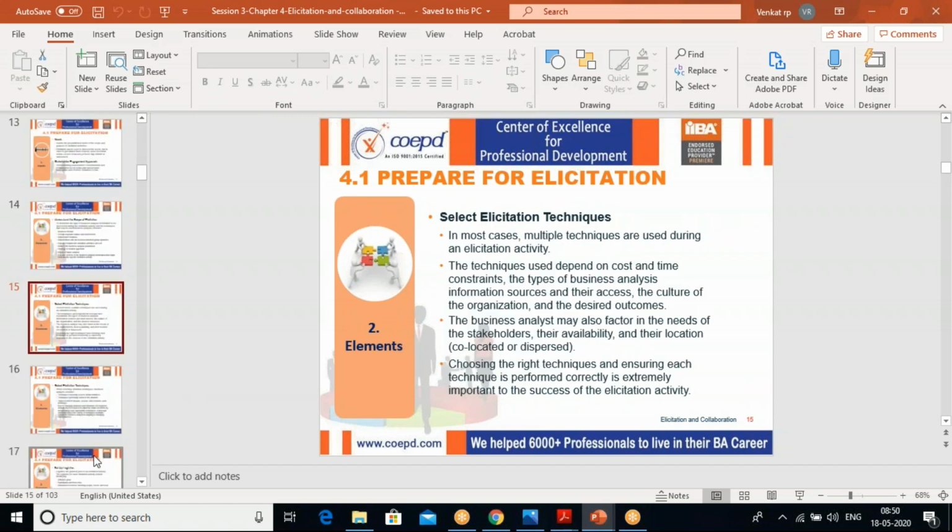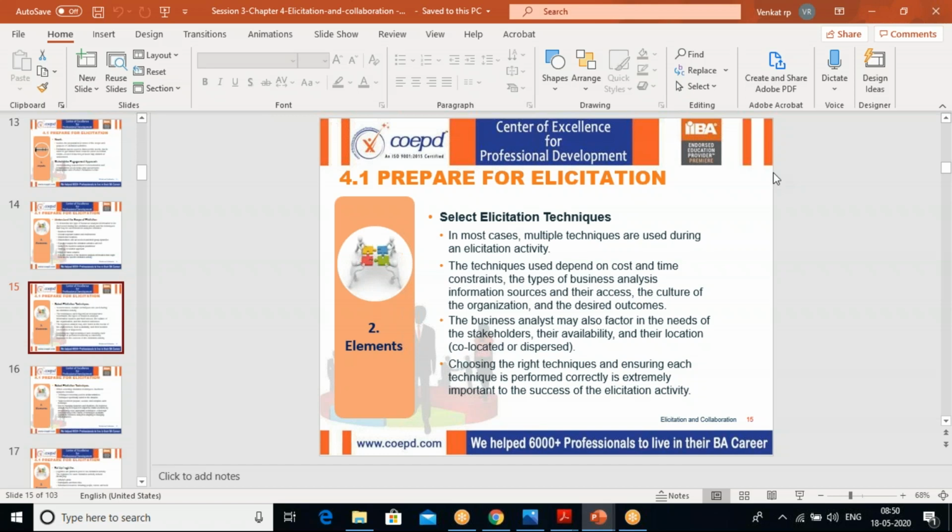Fine. And then, how to select an elicitation technique. For us to do any elicitation, multiple techniques are available. How do we choose a suitable technique? These techniques can be used one after the other, simultaneously, or exclusively. There are multiple ways of using these techniques.